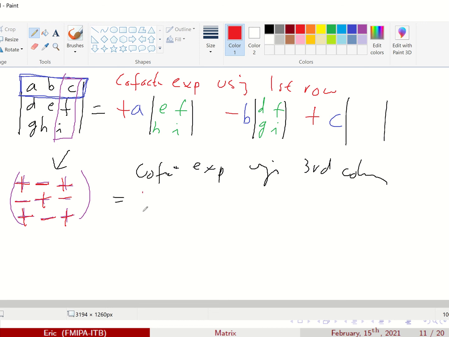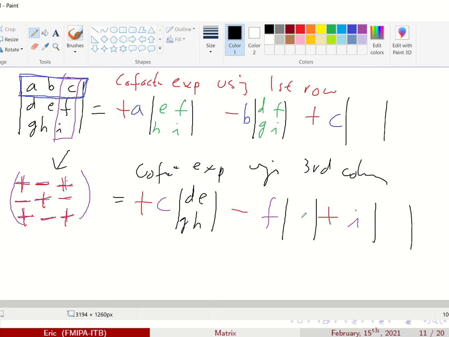Define the sign: plus minus plus. And what do you have here? C, F, I. Well, you have to multiply with the submatrix, a 2 times 2 submatrix. Okay, so if you have C here, you have D, E, G, H. F, you have A, B, G, H. I, you have A, B, D, E. Okay? And you will have the same result.